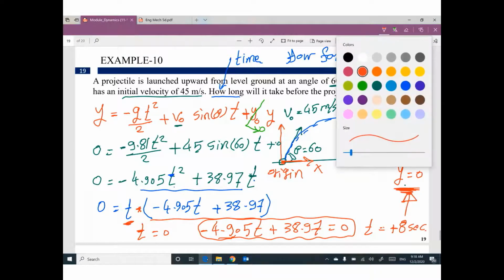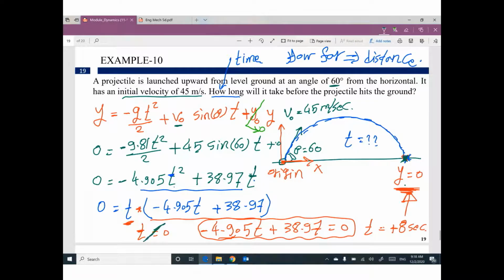I believe the first solution will be rejected. It doesn't make any sense for this projectile to take this path until hitting the ground surface when the time is 0. So the other solution is accepted. So t equals 8 seconds. This projectile will need 8 seconds to go from this initial position to hit the ground, with initial velocity 45 and angle 60 degrees.